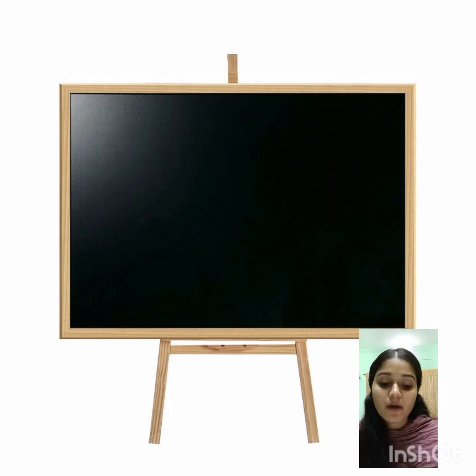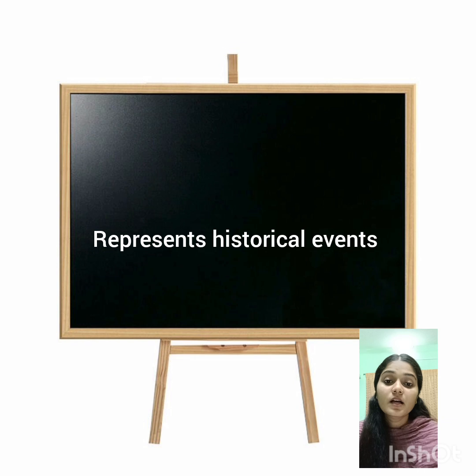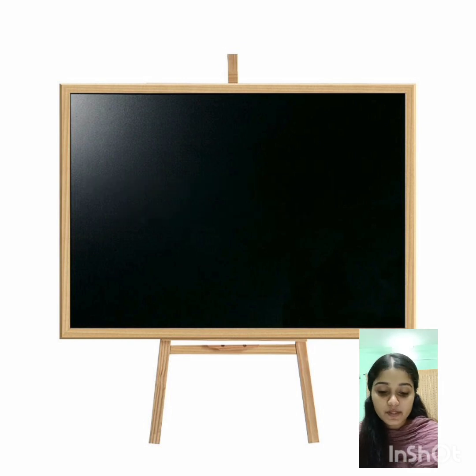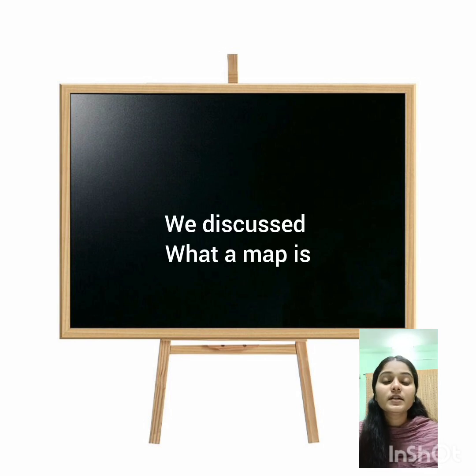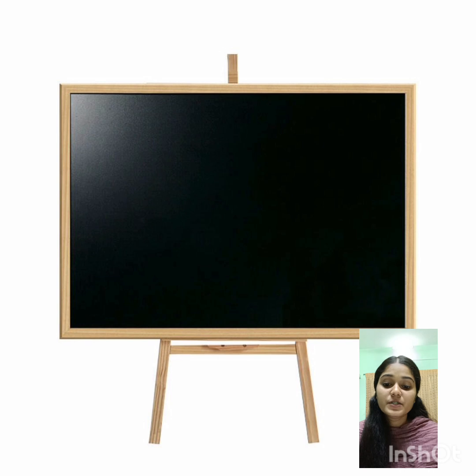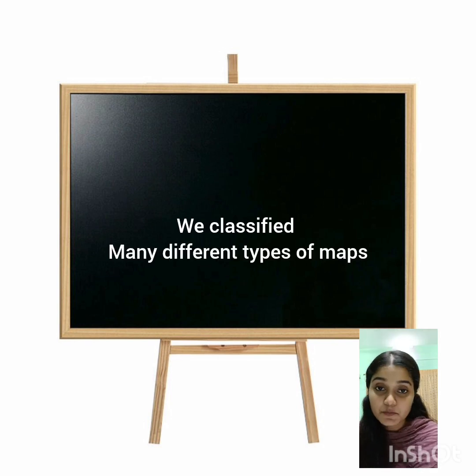The sixth type of map is historical map. The historical map represents historical events such as the starting period of a particular sultanate or an empire, etc. So this image represents the historical map. So now we discussed what a map is, different types of maps like the cultural map and physical map, and in those cultural and physical maps itself we classified many different types of maps.